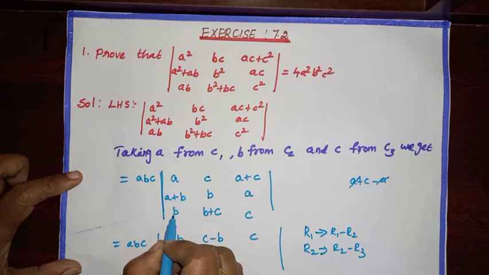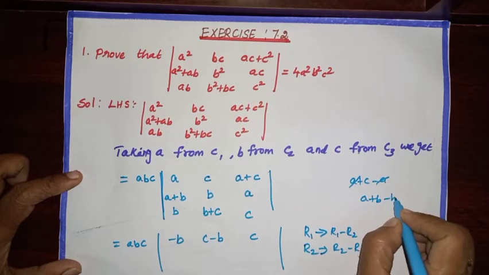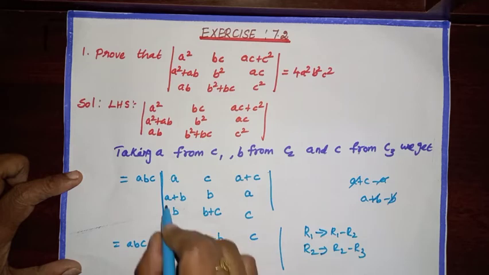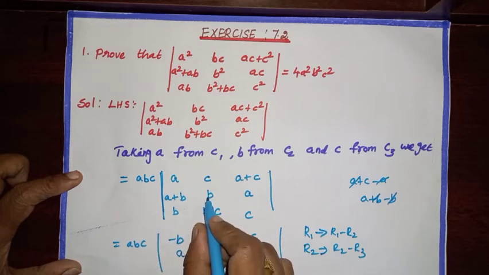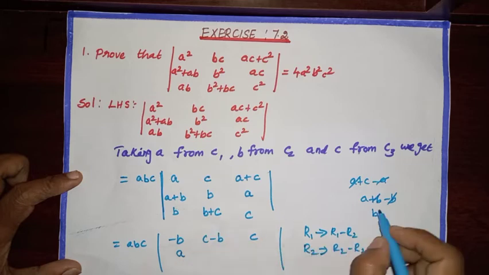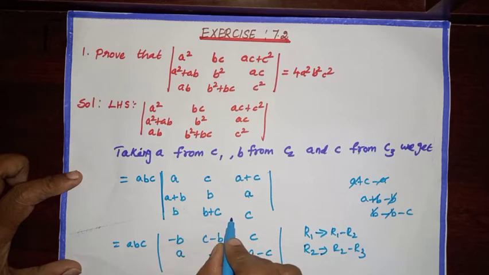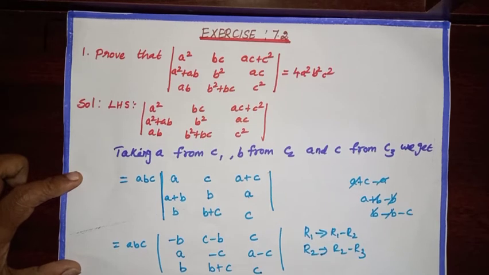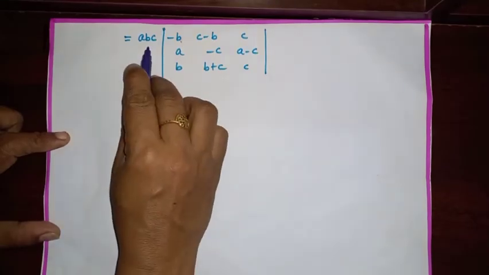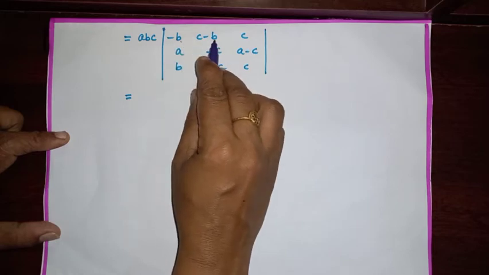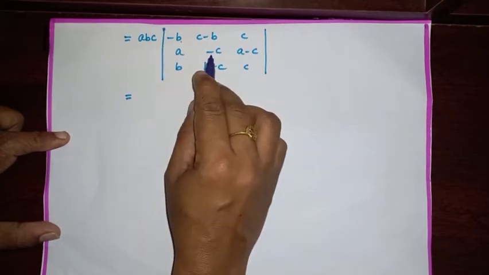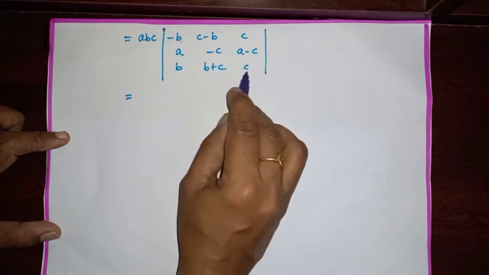A plus B minus B: plus B minus B will be cancelled, then we have A. B minus of B plus C is minus B minus C, plus B minus B will be cancelled, then we have minus C. A minus C. So we write the third row as it is: B, B plus C, C. This is equal to A, B, C times the determinant with rows minus B, C minus B, C; A minus C, A minus C... B, B plus C, C.